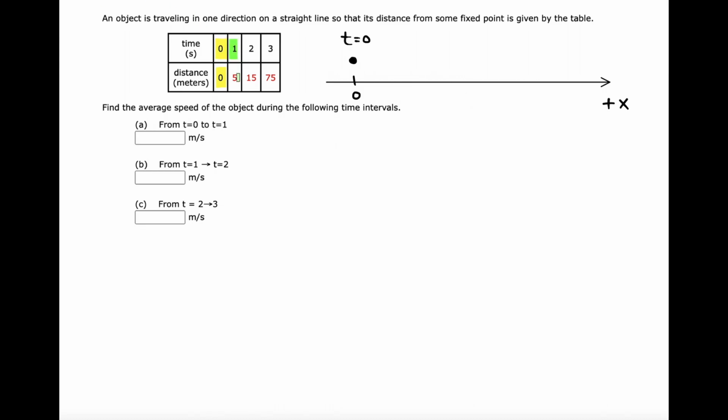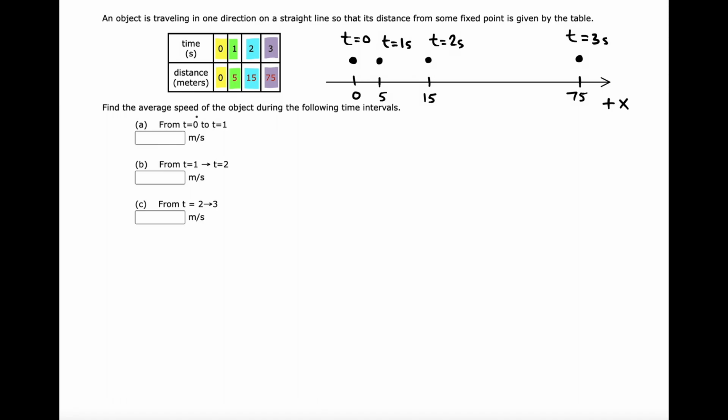It looks like 1 second later our object is located at 5 meters from the origin. So we could put it here, and that's going to be the t equals 1 dot, 1 second. After 2 seconds, our object is located at 15. And then after 3 seconds, we're located at 75. These would be like snapshots of where our object is at the 4 given times.